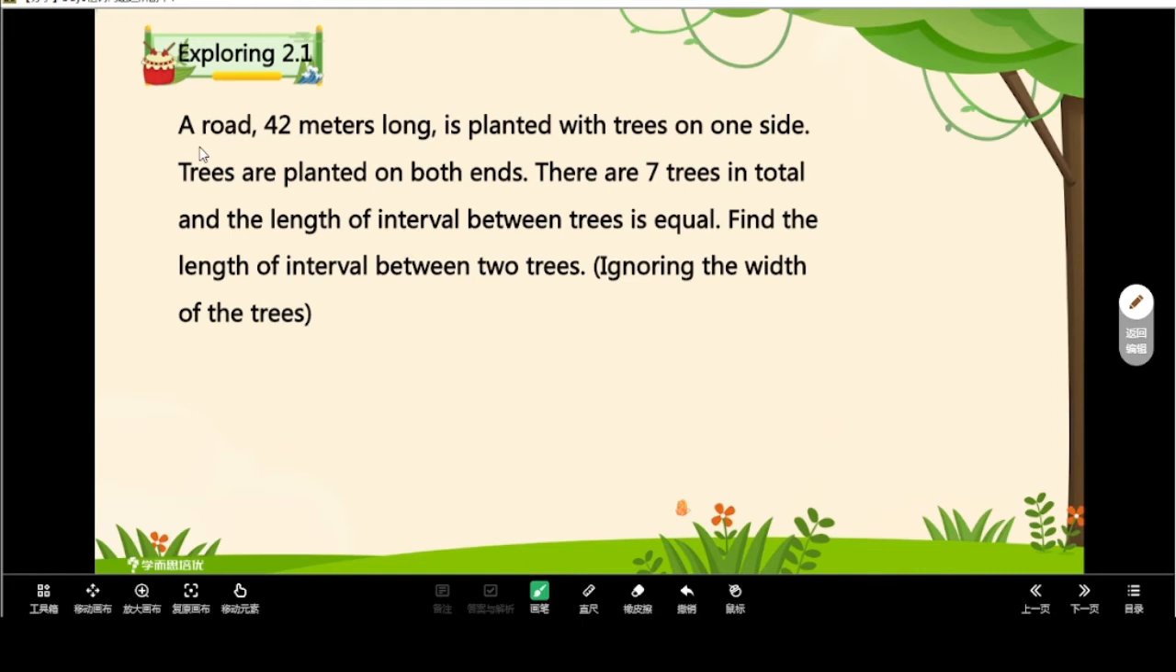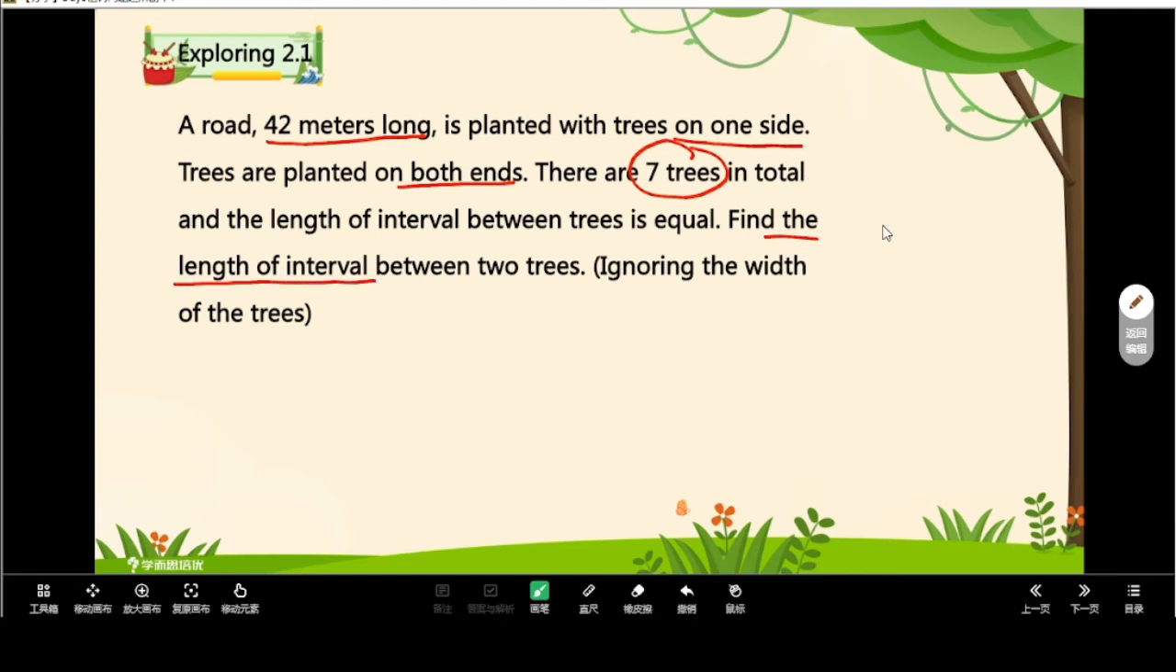Let's continue with this. A road that is 42 meters long is planted with trees on one side. Trees are planted on both ends. There are 7 trees in total, and the length of the interval between trees is equal. Find the length of the interval between 2 trees. What is the question asking about? Yes, the question is asking about the length of the interval.